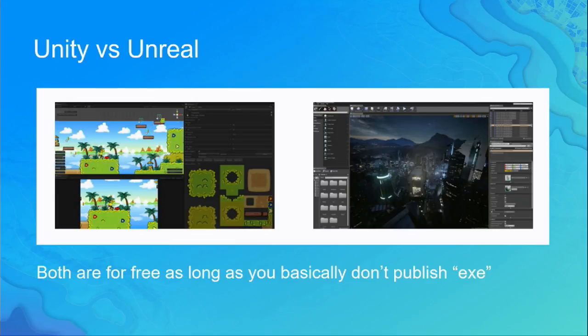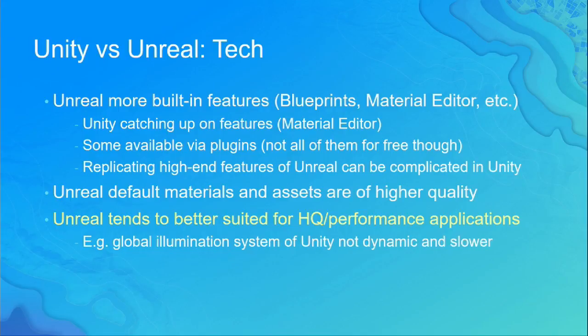These two pictures actually show a bit of the difference. Unity is mainly used for mobile games, so more 2D. I think in 2D it's one of the most used engines, and Unreal is more for high-end visualizations and AAA games. From a technology point of view, more from a graphics point of view, Unreal is actually quite ahead. It comes with much more built-in features. In Unreal you have, for example, Blueprints, which is a visual scripting language. Then you have default materials, which are really good.